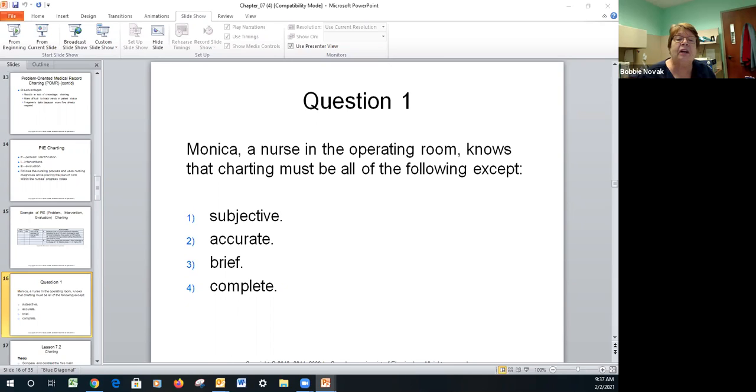You're looking at subjective being what the patient says, but this subjective actually means the nurse's thoughts. Okay, so you can't put your opinion into your charting. You can't say things like the patient is a pain in the patooey. You can't say that the patient is whiny. You can't say the family's crazy. Those are subjective things, right? So we've got to keep that subjectiveness out of our charting. It should be accurate, brief, and complete.